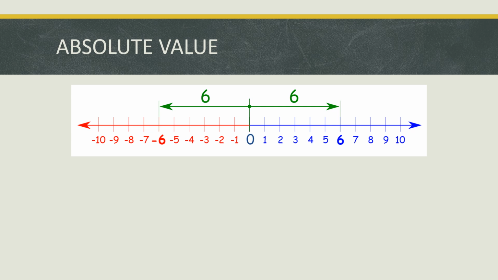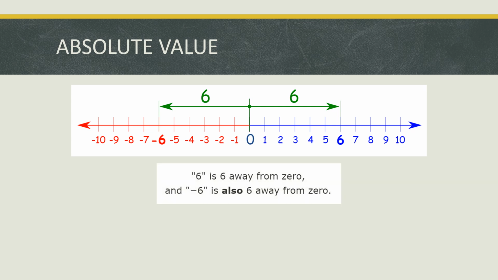Let's say this figure. We have this 6, which is 6 units away from 0. And also this negative 6 is 6 units away from 0. This means that the absolute value of 6 is still 6, or the absolute value of a positive 6 is 6. And so the absolute value of negative 6 is positive 6.